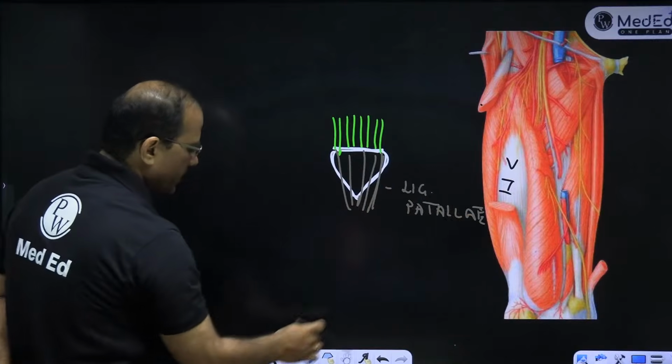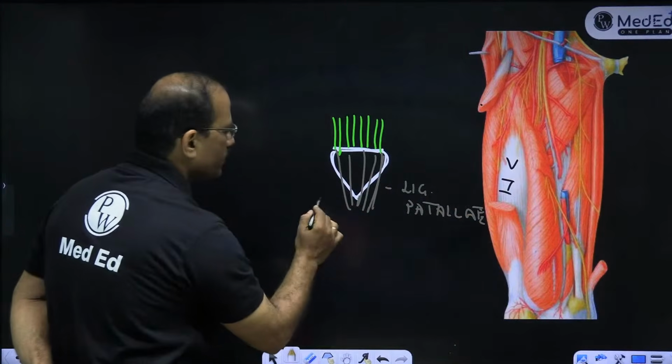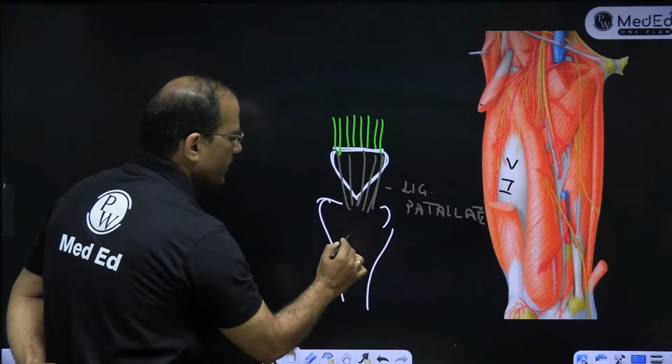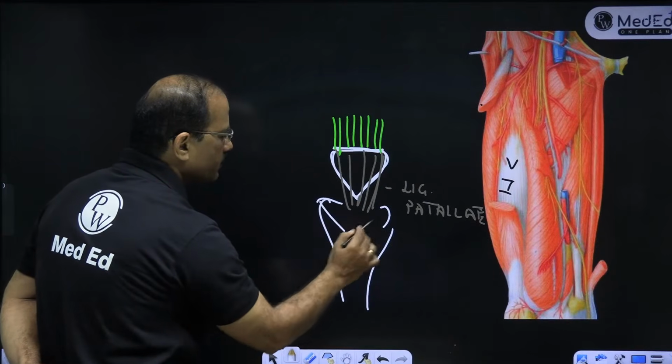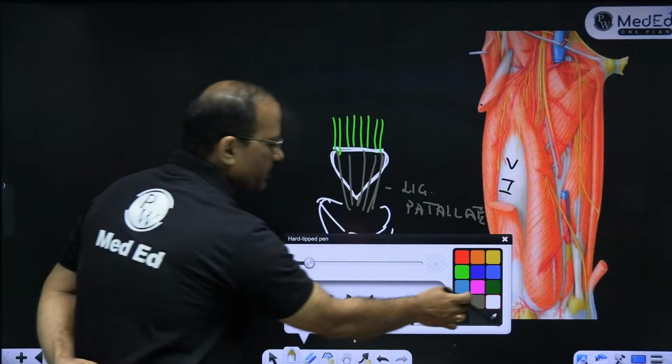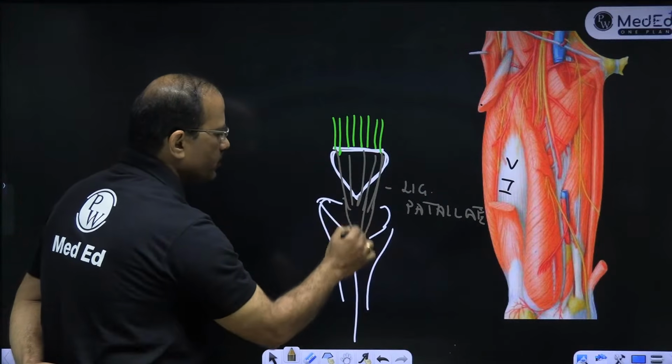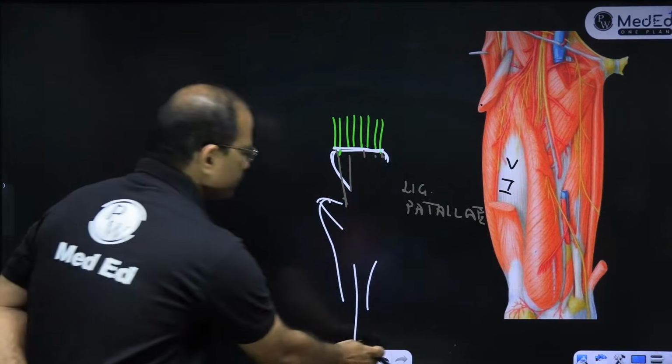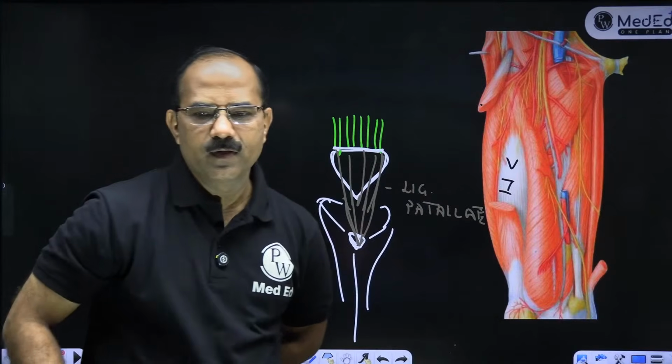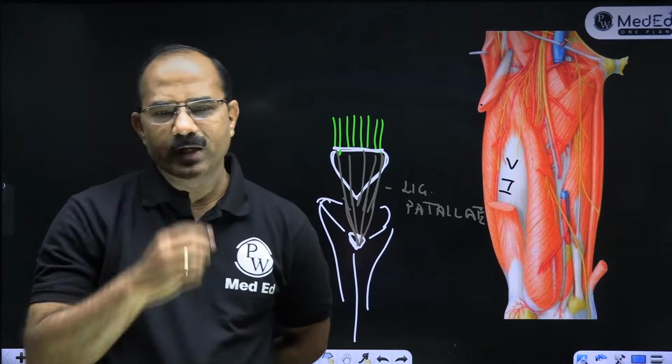And where is this ligament inserted? On the tibial tuberosity, है ना? ये tibia है. This is the tibial tuberosity. So where is the ligamentum patellae inserted? On the tibial tuberosity. ठीक है, fine. It is inserted on the base of the patella.